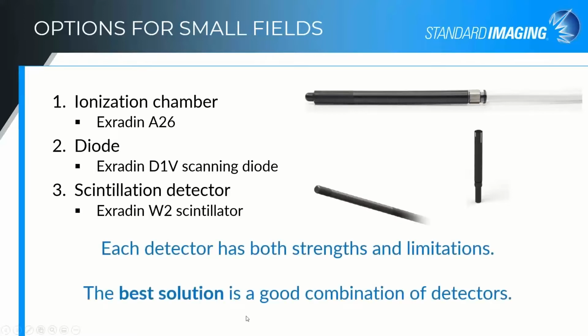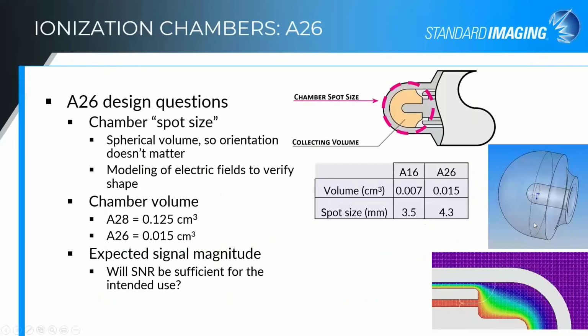I'll be honest, every detector that you will come across has both strengths and limitations. I will try and present these because I believe in being open about and bringing that education to you guys so that you can make a well-informed decision. And really the best solution, and you'll hear this from other people as well, is a good combination of detectors so that the strengths of one can compensate for the weaknesses of another detector, as well as building your confidence in your measurements.